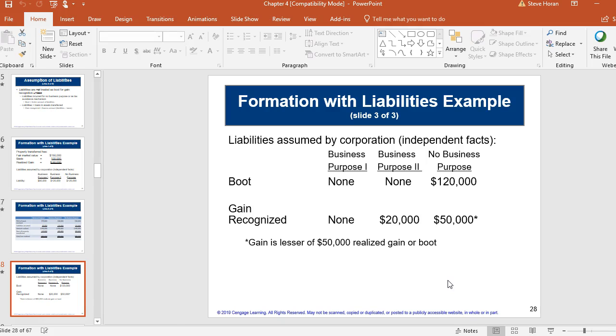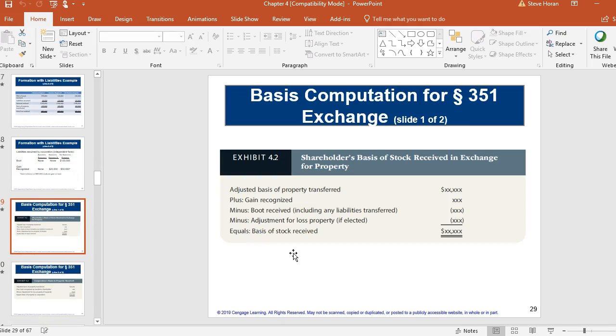Okay, and then again, independent facts here. So liabilities assumed. You can see here boot business purpose 1. None, no gain, none, $20,000 gain, and then 120, $50,000 gain. The gain is the lesser of $50,000 realized gain or the boot.